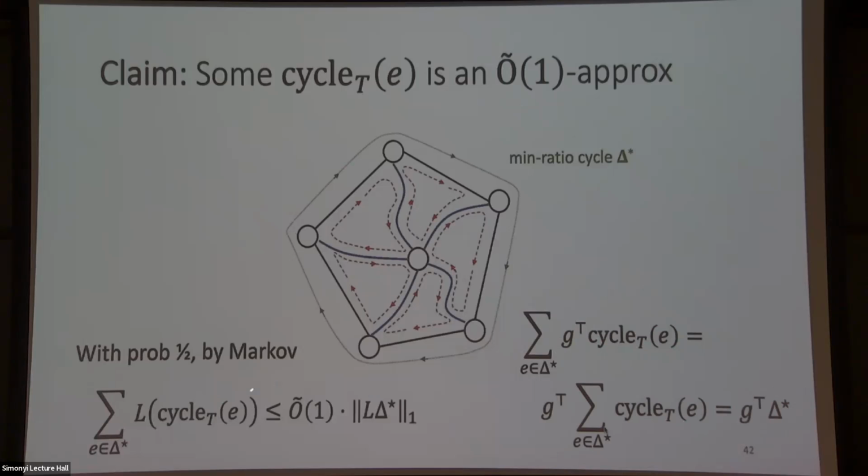Right? So looking at these union of cycles, the gradient contribution is the same. The length is not much larger. And you look at the ratio, so at least one of them, by averaging, gives you a polylog approximation.